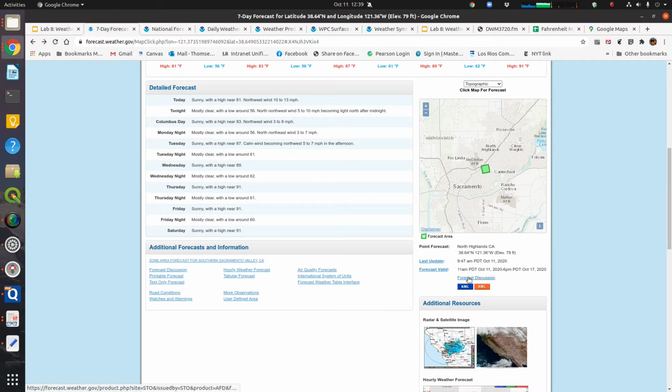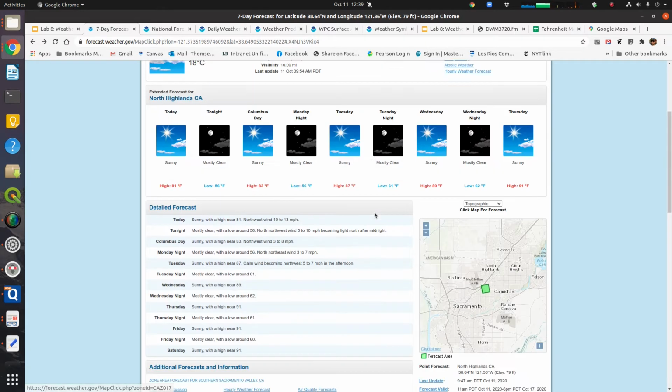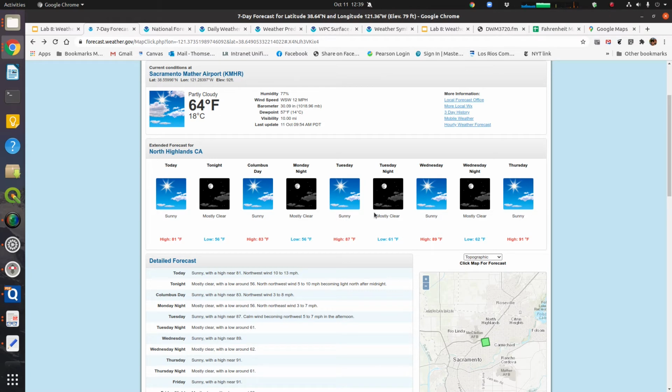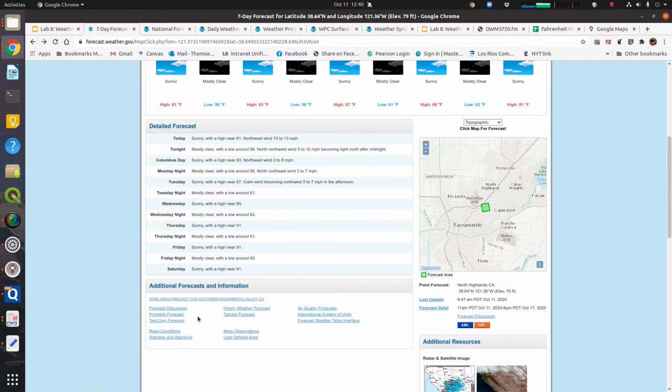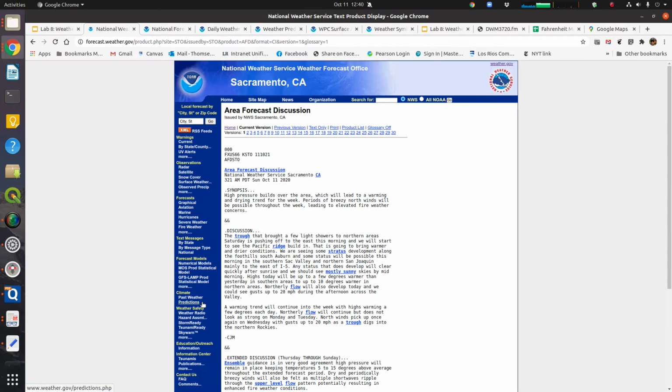Right here, there's a link to the forecast discussion. Surprised up here there isn't a link. But the forecast discussion is really interesting. It's where they talk about the forecast. And part of it is a synopsis or a summary of the forecast.